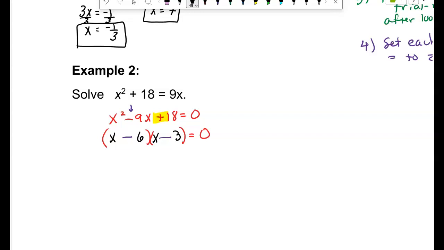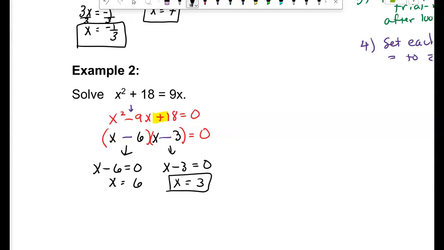Great. Now, make sure you get your 2 separate equations. X minus 6 is equal to 0. X minus 3 is equal to 0. X is going to equal what? 6 and 3. Yep. You have both of your answers. Was that so hard? The answer is no.